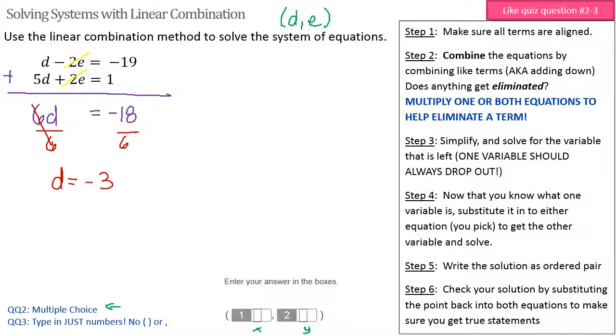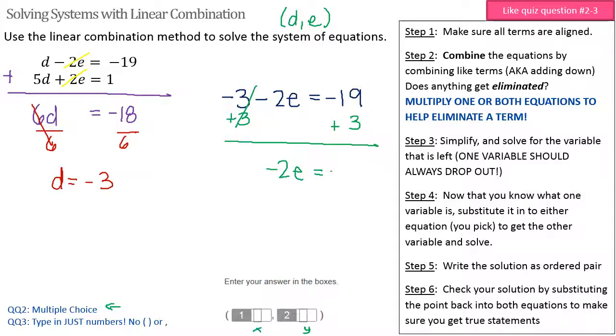So for this one, let's go ahead and just do the top one. So for d, we make it negative 3 minus 2e is equal to negative 19. From here, we need to add 3 to both sides of the equal sign. So we have negative 2e is equal to negative 16. Divide both sides by negative 2. So we have e is equal to positive 8.